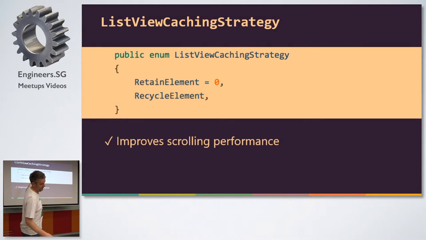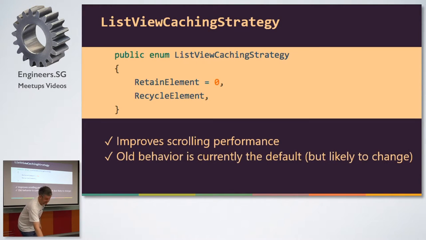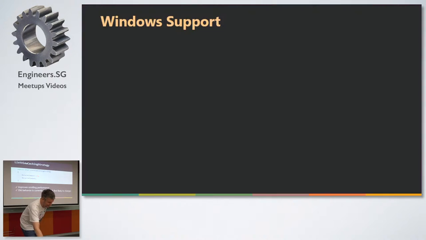So retain is not that. Retain is like, this cell is going to be this one forever until we explicitly want to overwrite it. Recycle is like, okay, let's reuse as we go. It does improve the performance. List view can be kind of tough.